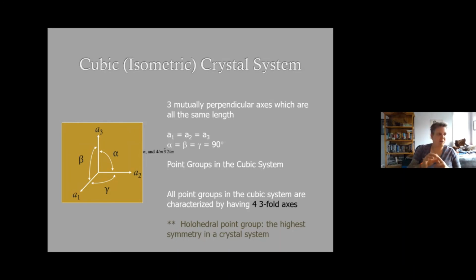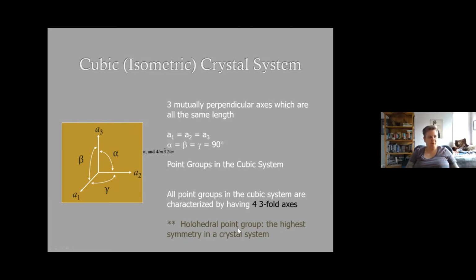But anything that's in the cubic system has all 3 axes that are the same length, and all 3 angles that are 90 degrees. So in this case, A1, 2, and 3 are equal, and alpha, beta, gamma are all 90 degrees. The point groups in the cubic system, which for some reason have gone off the page, I'll show you those in a minute. All point groups in the cubic system have 4 3-fold axes. So no matter what symmetry in the cubic system, that's the one diagnostic feature in the cubic system. There's 4 axes around which there's a 3-fold rotation.